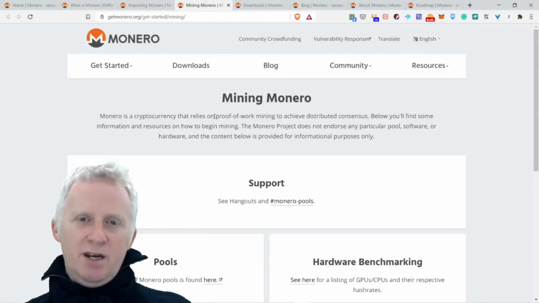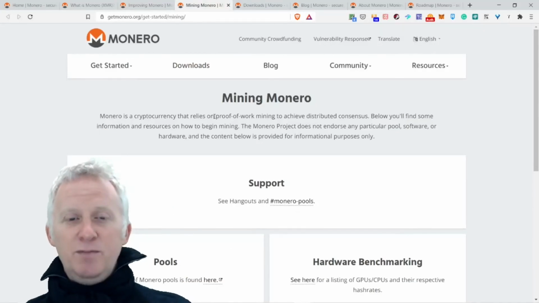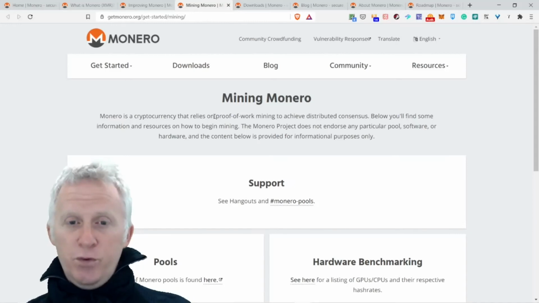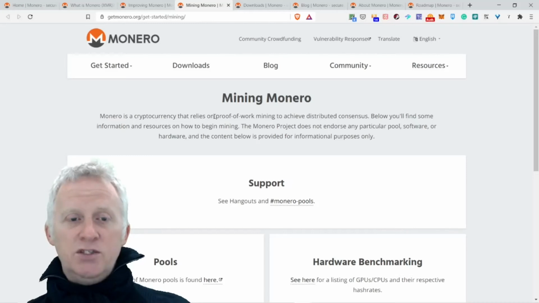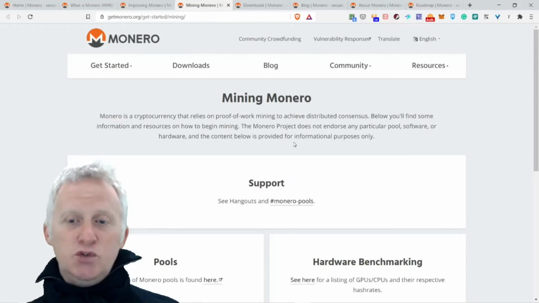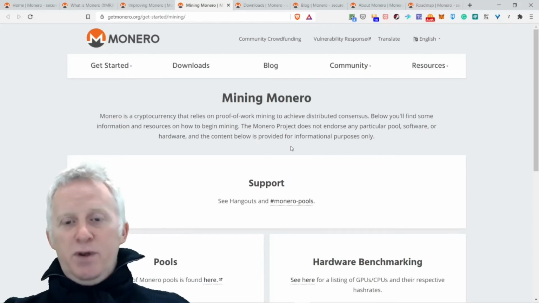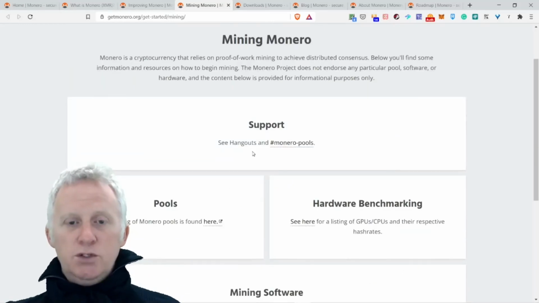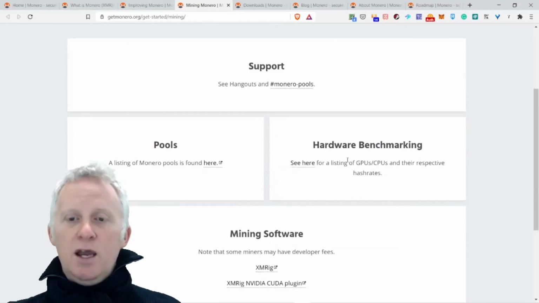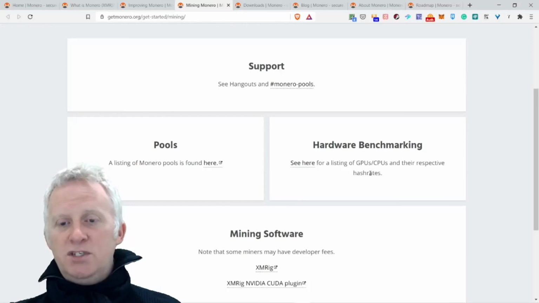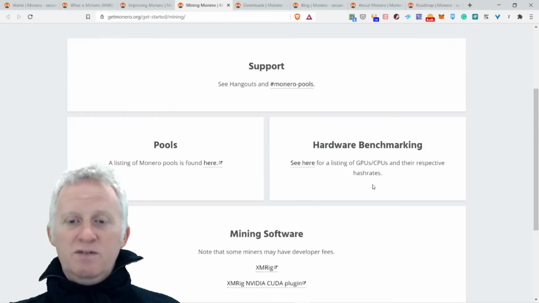So you want to mine Monero. Mining Monero: Monero is a cryptocurrency that relies on proof of work mining to achieve distributed consensus. Below, you will find some information and resources on how to begin mining. The Monero project does not endorse any particular tool, software, or hardware, and the content below is provided for informational purposes only. Pretty cool. So it supports solo mining and Monero pools. They have the pools where you can mine it. Hardware benchmarking, see here for the listing of GPUs, CPUs, and their respective hash rates.